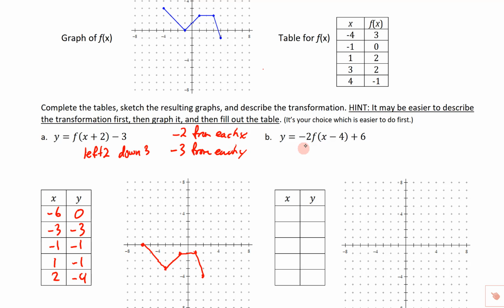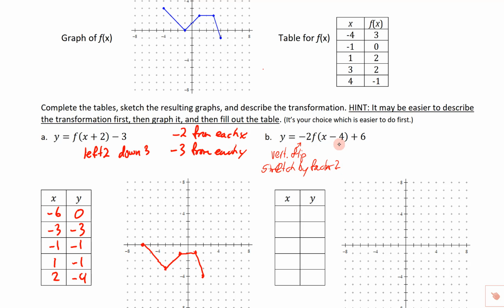So let's describe what goes on here. So on this one, let's see what we've got. This is multiplied by a negative 2. So this is going to be a vertical flip. So I'm going to do vertical flip. And it's also going to stretch it by a factor of 2. So stretch by factor 2. So it's going to get multiplied by 2.